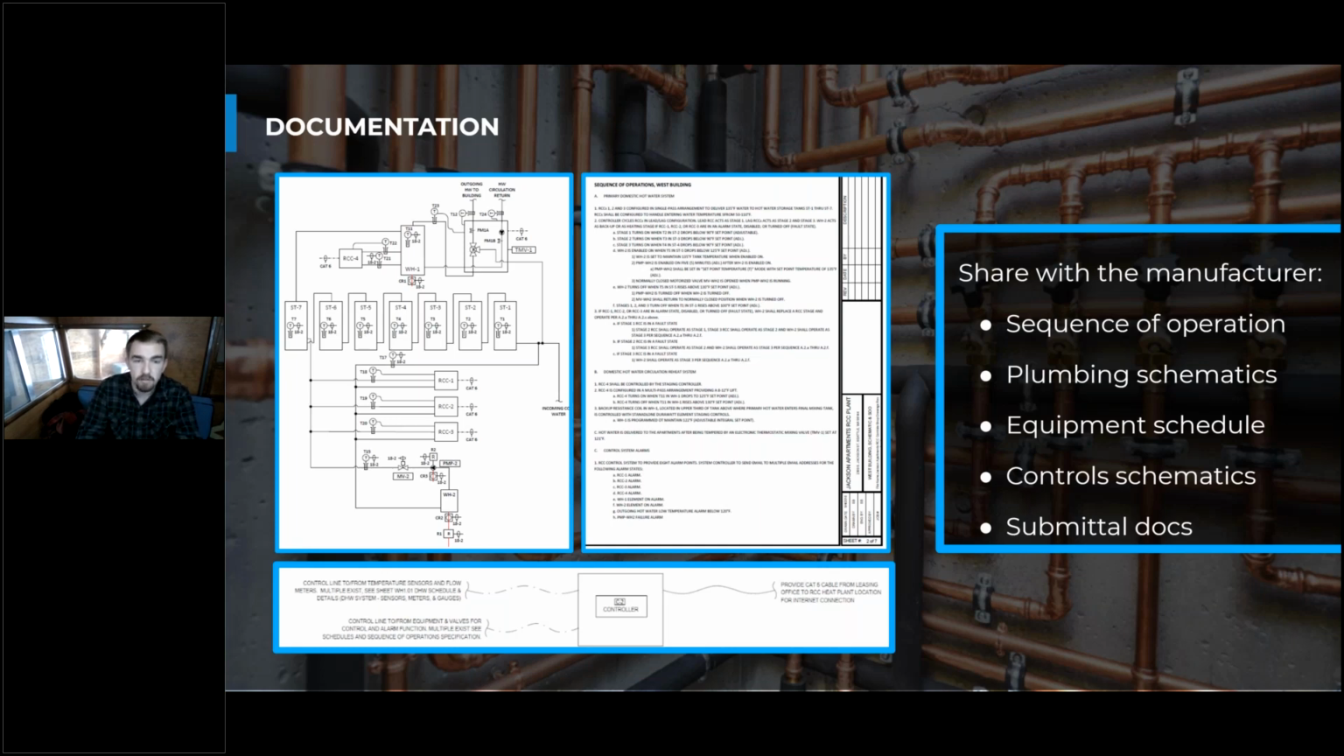And a lot of times the manufacturer can make really simple recommendations at this stage that aren't going to cause any big budget changes. Like, for example, just the removal of a check valve can make the difference between a system working and not working.